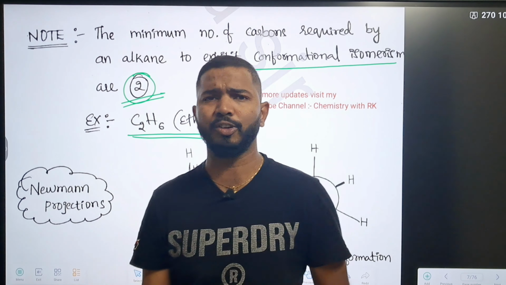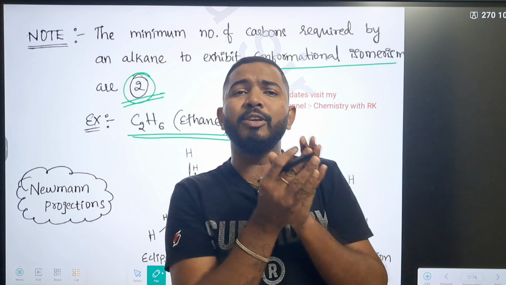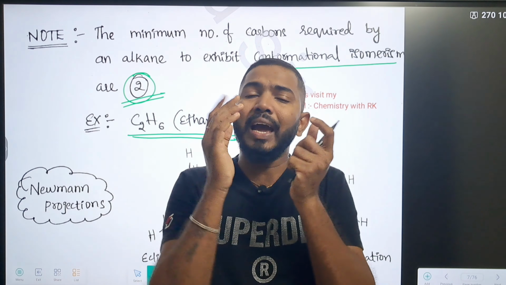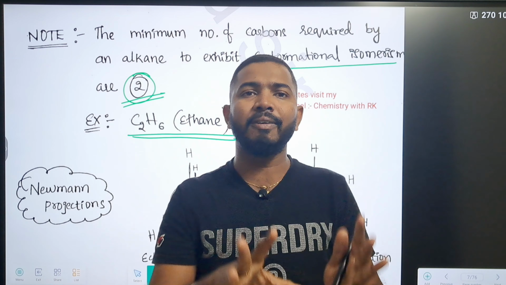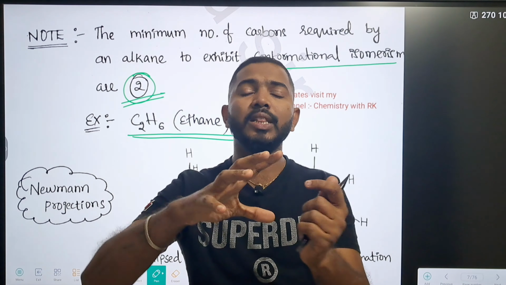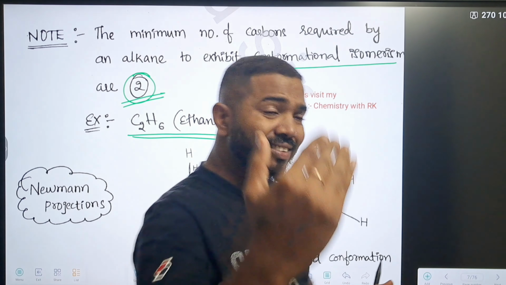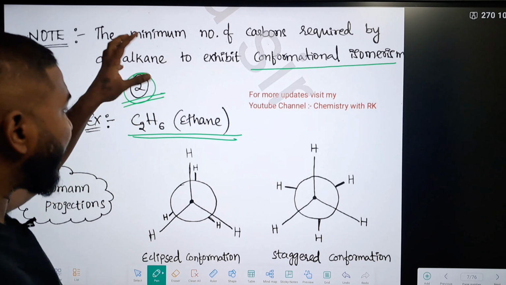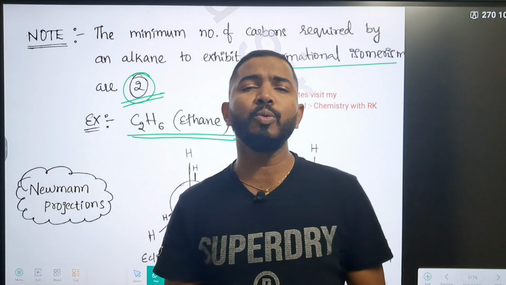What do you mean by conformational isomerism here? Generally, conformational isomerism is the isomerism which arises due to the spatial arrangement of atoms in 3-dimensional space around the carbon. Yes, clear? And now let's continue. Here we are going to get an infinite number of conformations. What do you mean by that?